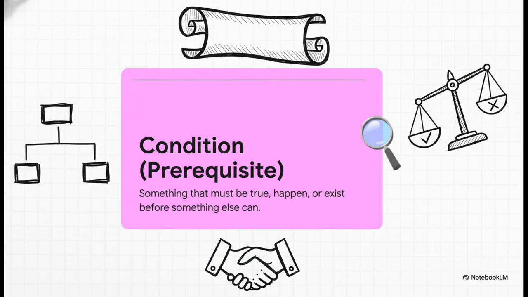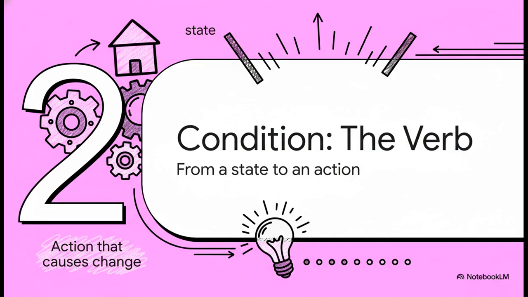And the noun form has one more vital job. It sets the rules. A condition can be a requirement or a prerequisite. I mean, just think about the terms and conditions you agree to online. Those are literally the rules you have to meet to use a service. Okay, so we've seen how much of a powerhouse the noun is.